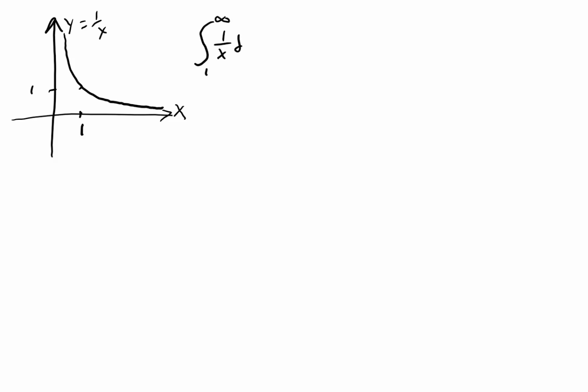We start with the first type, with infinity in the limits of integration. Consider the function y equals 1 over x, which is sketched here. The integral from 1 to infinity of 1 over x dx describes the area between the curve and the x-axis, starting at x equals 1 and continuing indefinitely to the right.